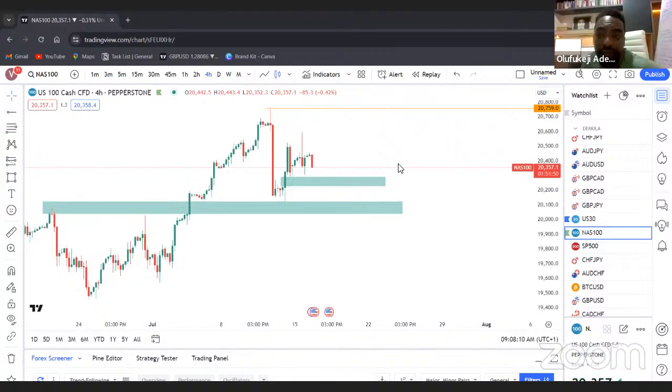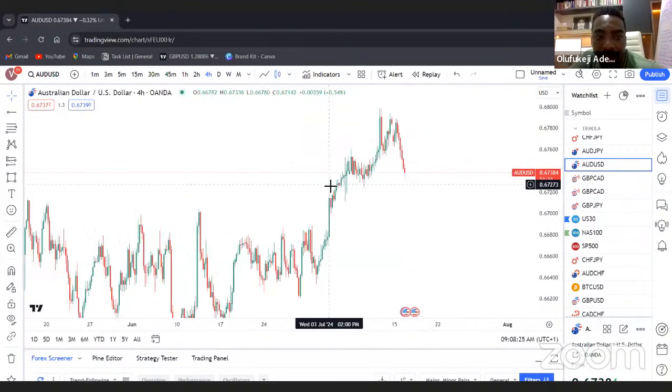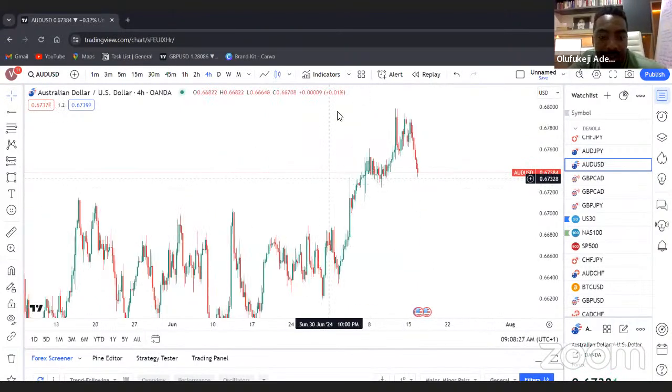Very quickly, just to recap, I think sentiment is gradually shifting. Those of you, if you see, show me AUD USD as a risk asset. We all know AUD USD is a risk currency.